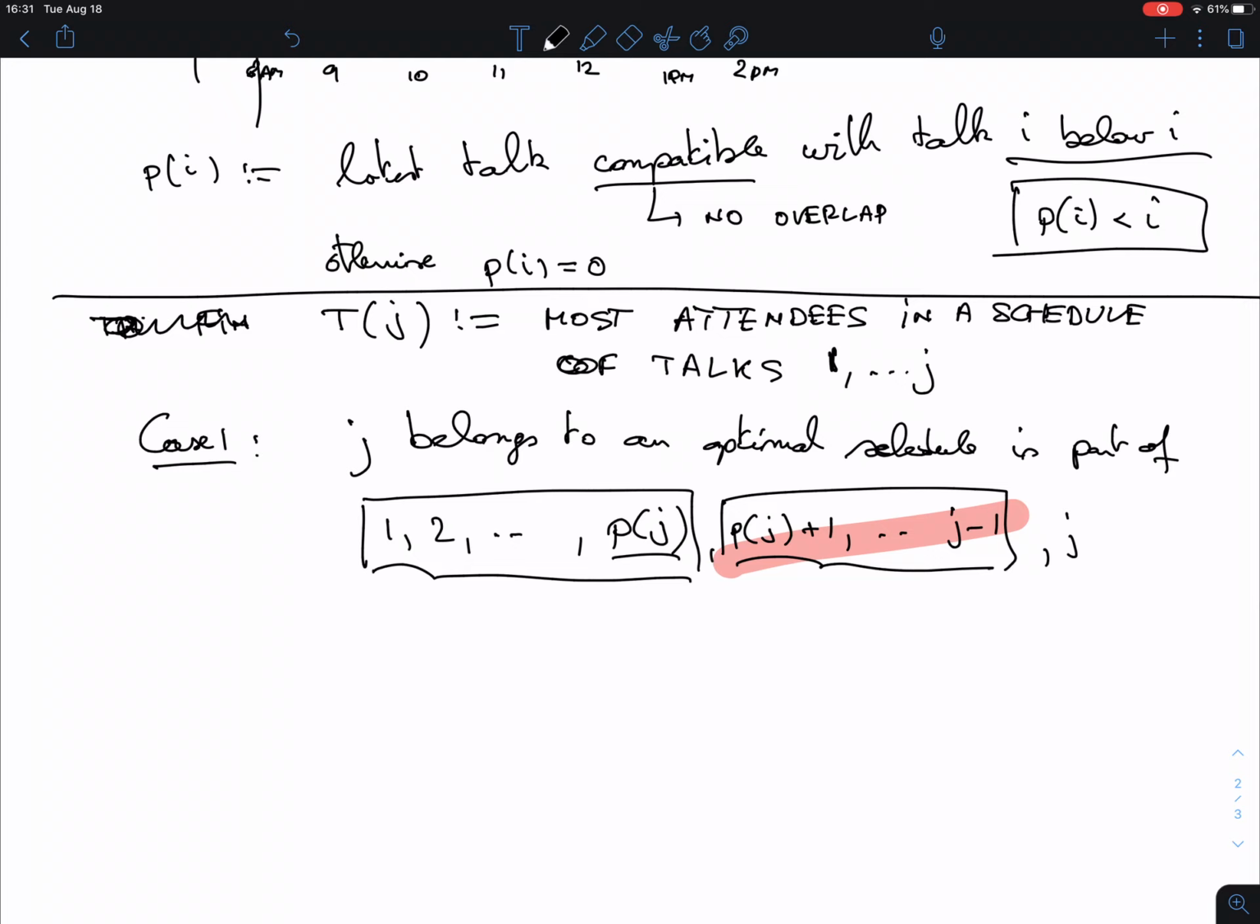So what does this mean for t of j, the number? Remember, j is part of our optimal schedule, so w of j is going to be part of our maximal number of attendees, plus the maximum number of attendees of this part of the optimal schedule, that is t of p of j. Remember, t of an index means the most attendees in an optimal schedule involving the first j talks.